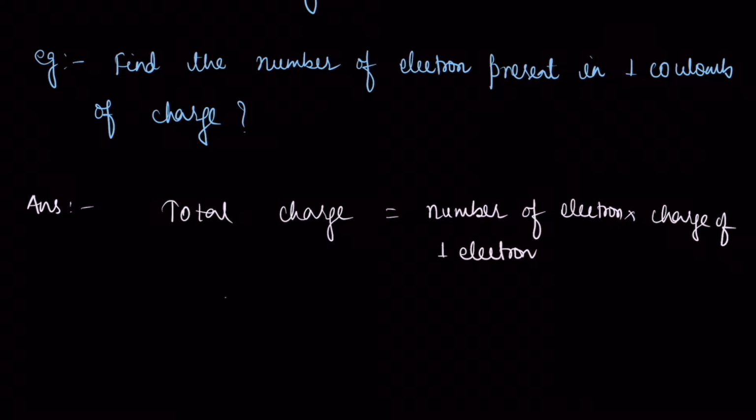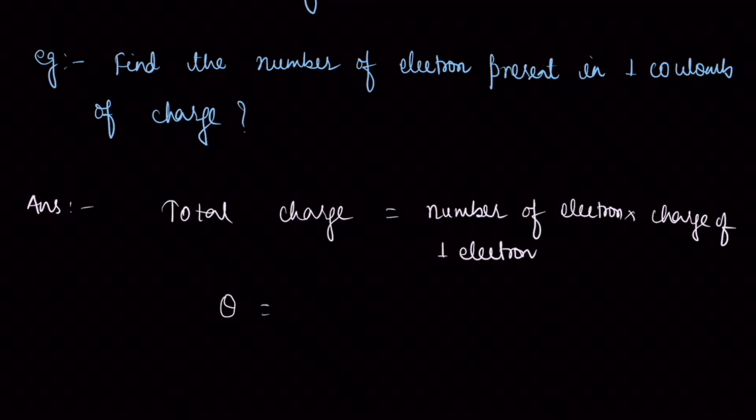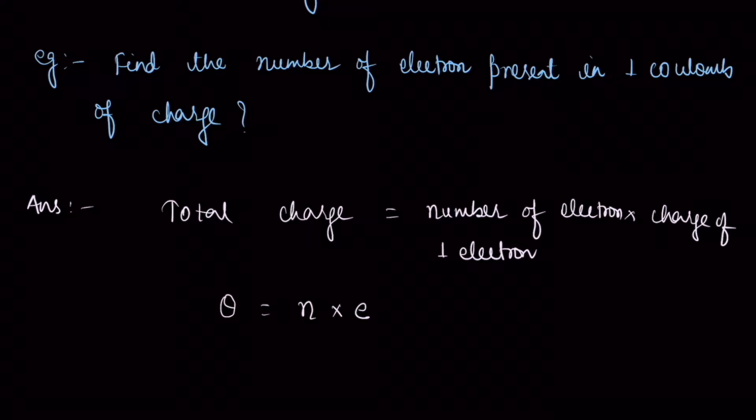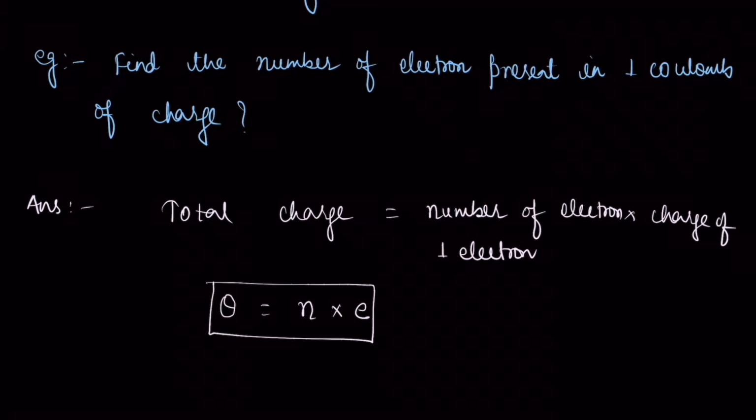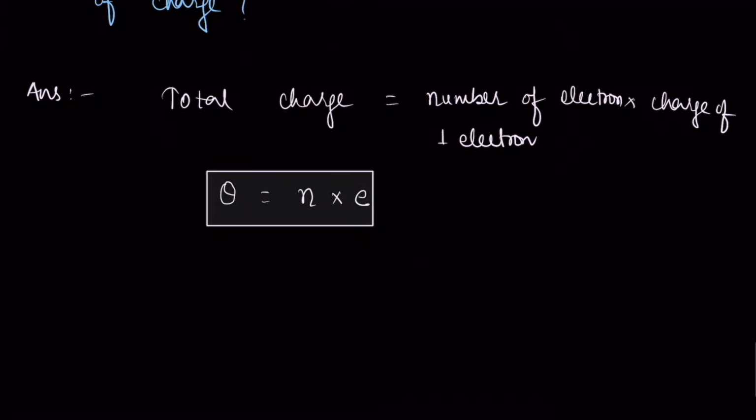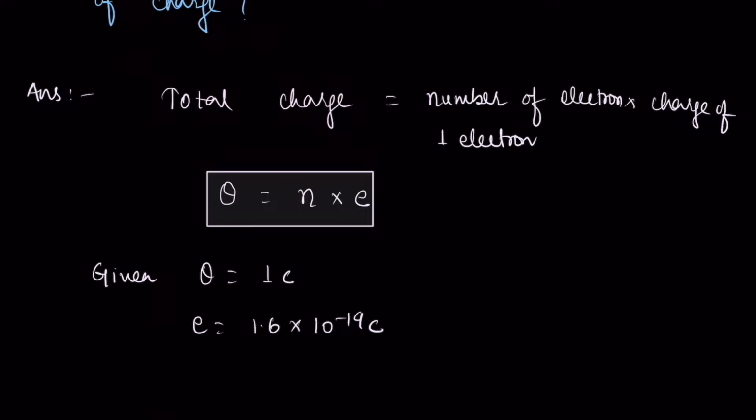So if our total charge is Q, Q is equal to N, the number of electrons, into the charge of one electron. So Q is equal to N into E. So in this question, total charge is given as 1 coulomb. And we know that the charge of one electron is 1.6 into 10 to the power minus 19 coulomb.